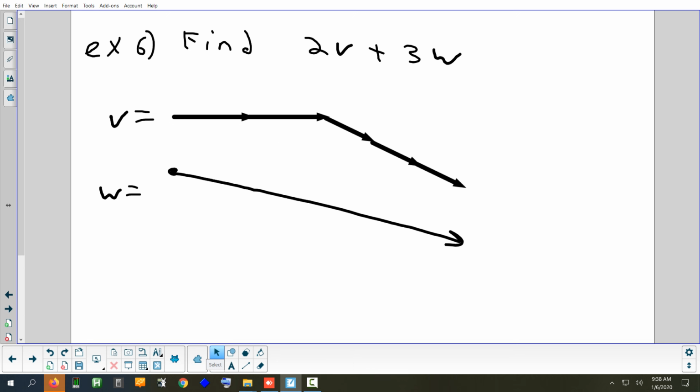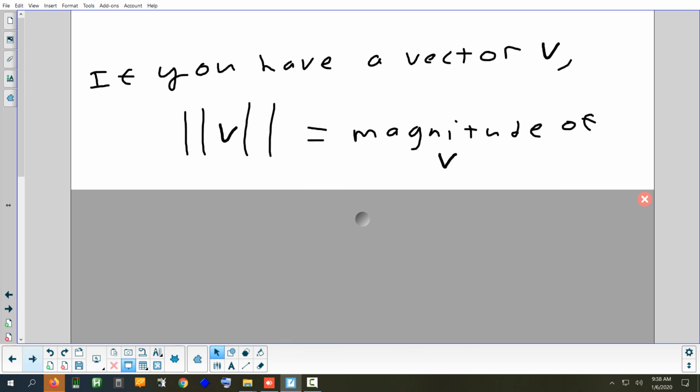And that is 2v plus 3w. Okay, so combining addition with a scalar product. All right, so we've been talking a lot about magnitude. When we start to get into numbers more tomorrow, we're going to want a symbol for magnitude. That's the symbol for magnitude. It's kind of these double bars around the vector.